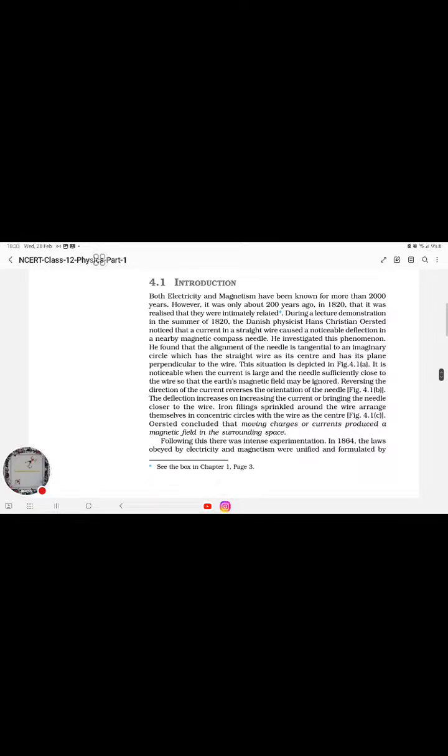This situation is depicted in figure 4.1a. It is noticeable when the current is large and the needle sufficiently close to the wire so that the Earth's magnetic field may be ignored. Okay, fine, great. So reversing the direction of the current reverses the orientation of the needle. The deflection increases on increasing the current or bringing the needle closer to the wire. Iron filings sprinkled around the wire arrange themselves in concentric circles with the wire as the center. Oersted concluded that moving charges or currents produce a magnetic field in the surrounding space.